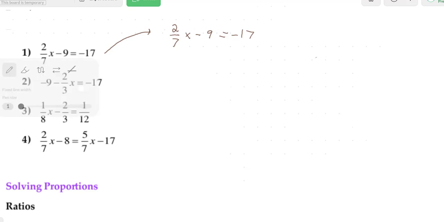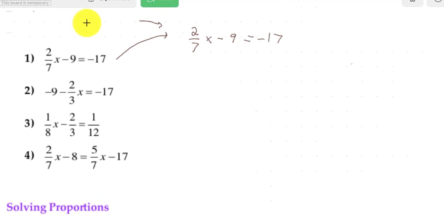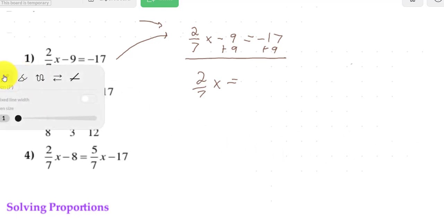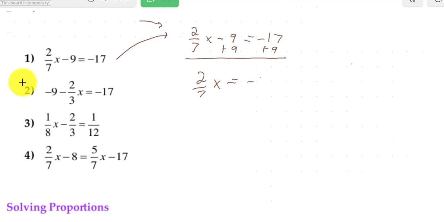So I took the liberty of rewriting number 1 over here. At first I was going to multiply each term by 7, but then I realized the first thing I should do is really just add the 9 to both sides. So 2 over 7x equals negative 17 plus 9, which equals negative 8. And to finish the problem, I'm going to multiply both sides by the reciprocal of the fraction.